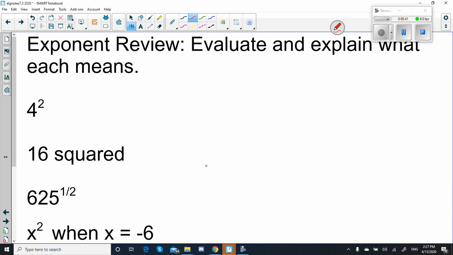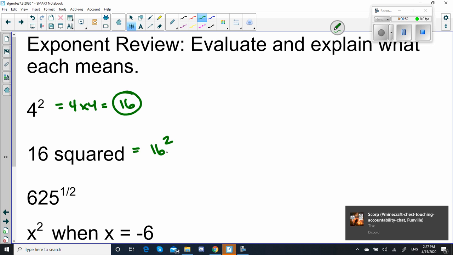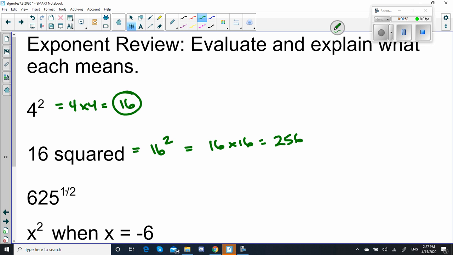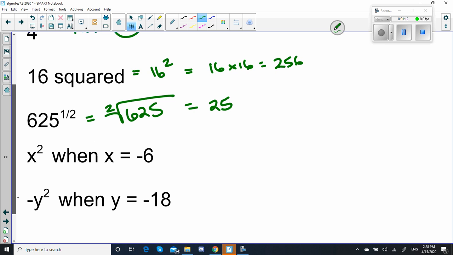Real quick on the exponent, you remember 4 squared means 4 times 4, or if I put it in the calculator, it's 16. 16 squared, another way of writing those words, means 16 times 16, which is 256. This is the same as the square root with an index of 2 of 625.